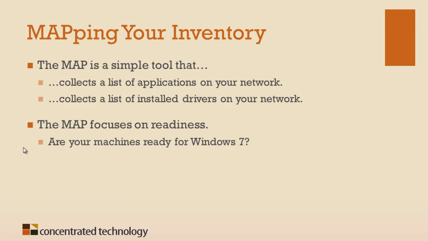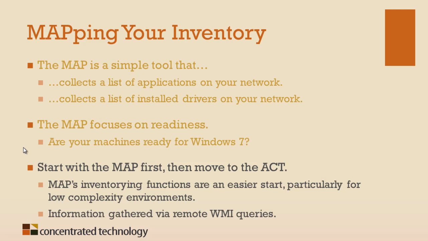the usual flow with Microsoft's technologies is that most people begin with the map, just simply because it's a simple tool. Using those remote WMI calls, it can collect a list of applications and install drivers on your network. And it focuses specifically on, are your machines really ready for Windows 7? So the machines in terms of the drivers, the machines in terms of the hardware, the applications in terms of their compatibility. Now, a lot of people start with the map first and then move on to the ACT, just simply because the map gives them that ability to identify things that are out there.